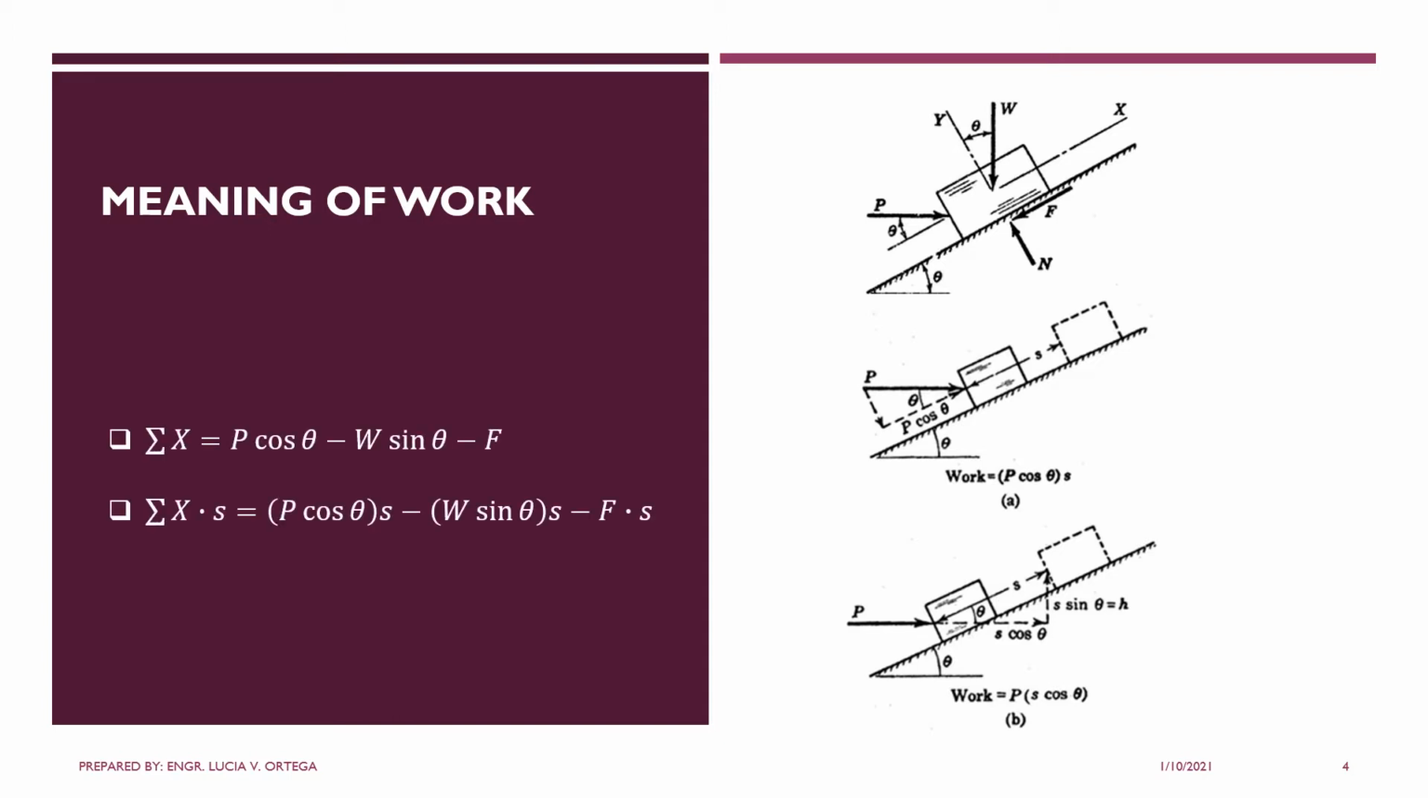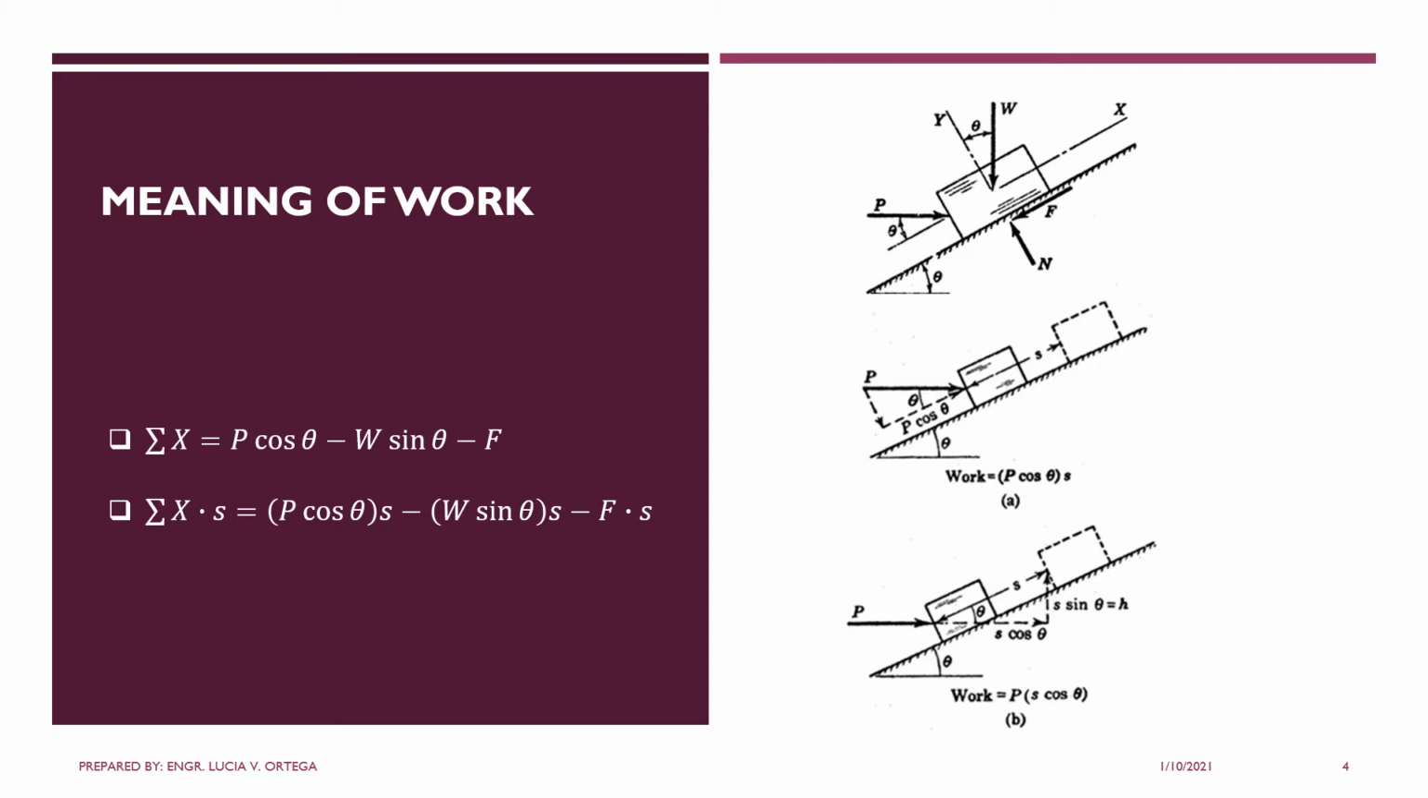So this would be the work energy equation for the block. The net force is equal to P cosine theta minus W sine theta minus the force of friction. That is the net force acting. So P cosine theta is a positive force. It will push the block up the incline.